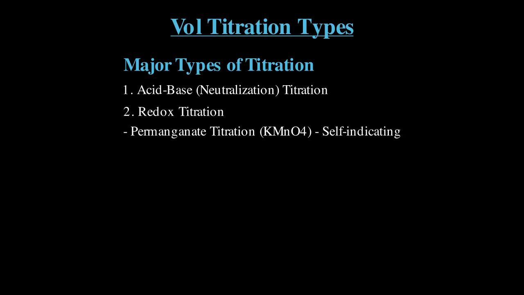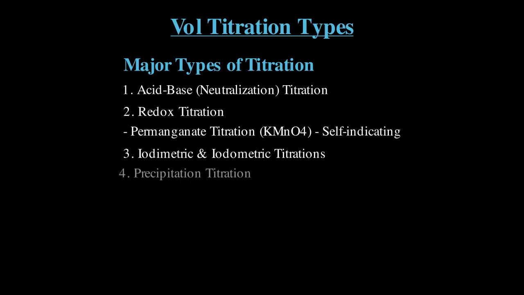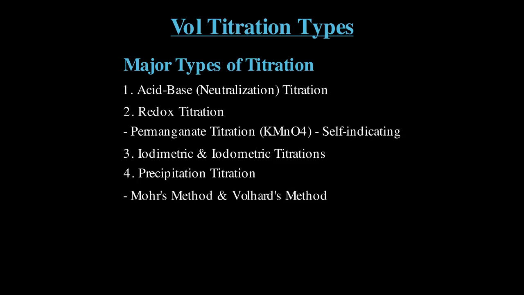Another is dichromate titration. Third, we have titrations involving iodine. Iodimetric is a direct titration with iodine, while iodometric is an indirect method. Fourth are precipitation titrations, where an insoluble product is formed. Common examples include Mohr's method and Volhard's method for halide estimation.